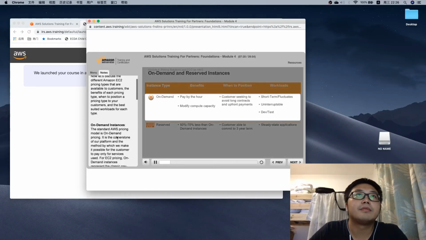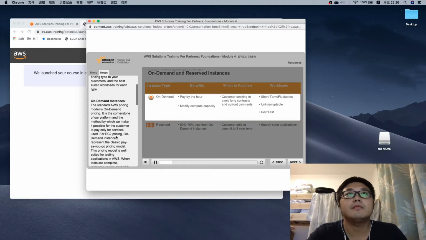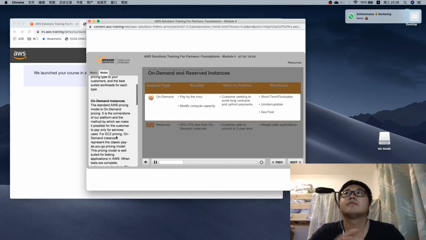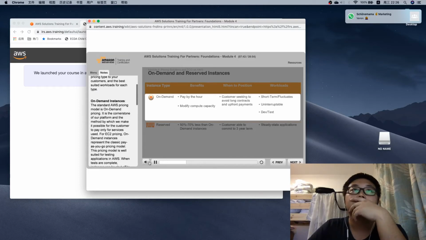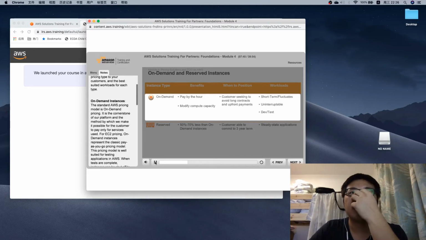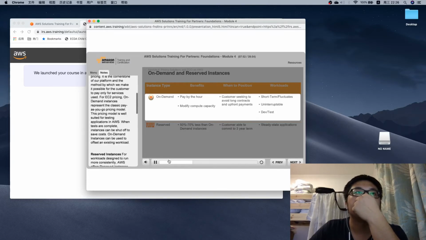On-demand instances. The standard AWS pricing model is on-demand pricing. It is the cornerstone of our platform and the method by which we make it possible for the customer to pay only for services used. For EC2 pricing, on-demand instances represent the classic pay-as-you-go pricing model. This pricing model is well suited for testing applications in AWS. When tests are complete, instances can be shut off to save costs. On-demand instances can be used to offset an existing workload.